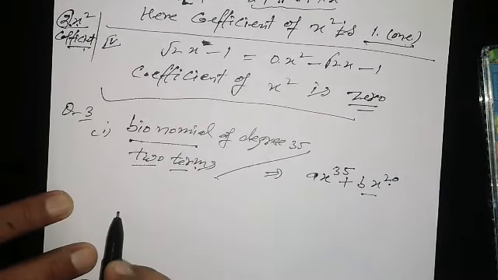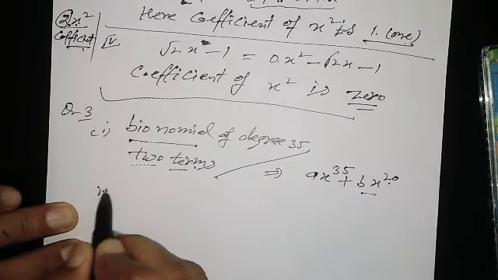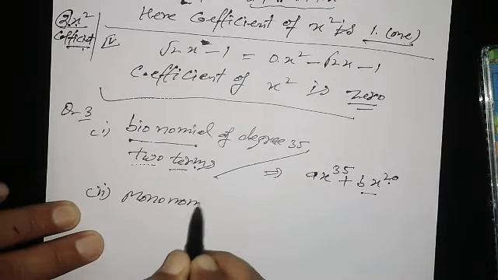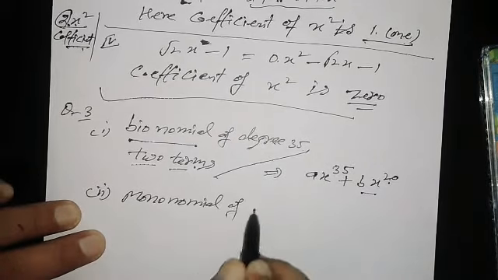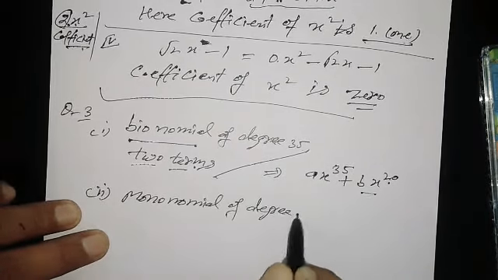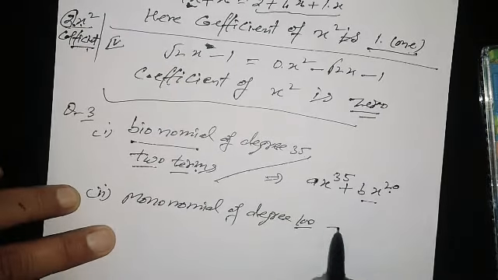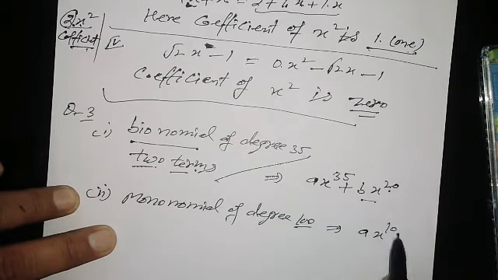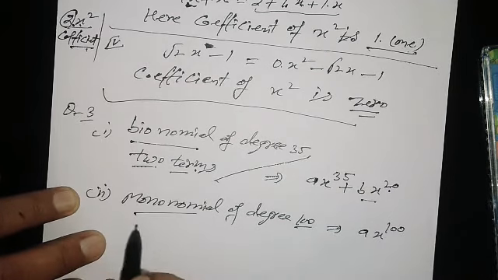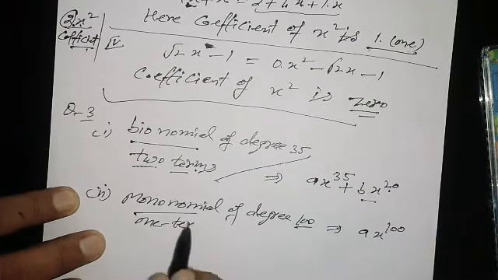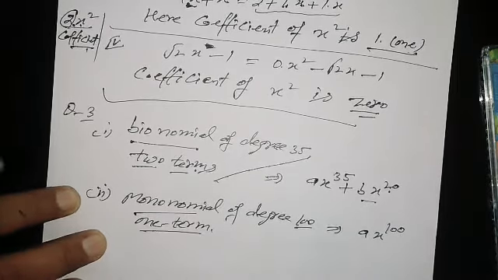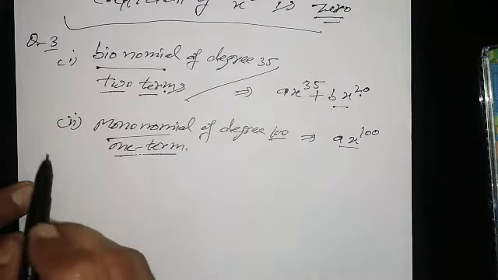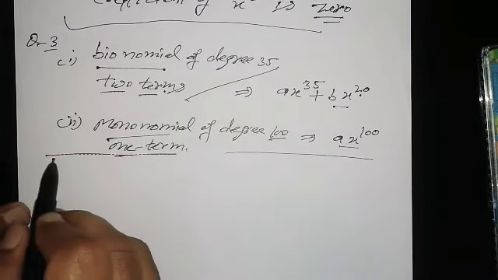So you can take this example. And another, monomial of degree 100. You can give an example of this expression as a x^100. Monomial means just one term having power 100. So you can take this type of example for this expression.